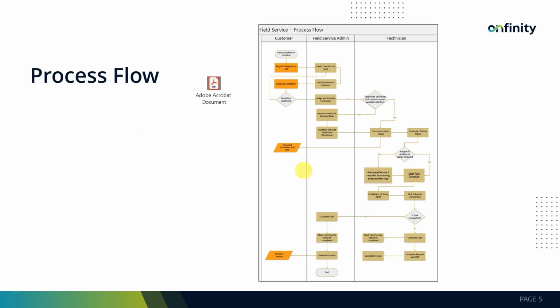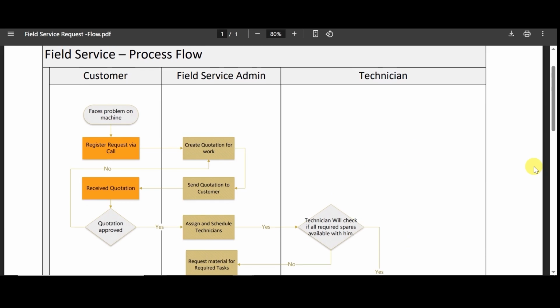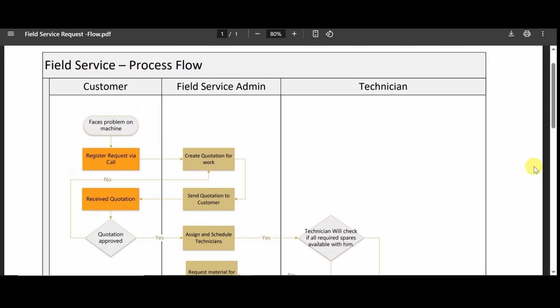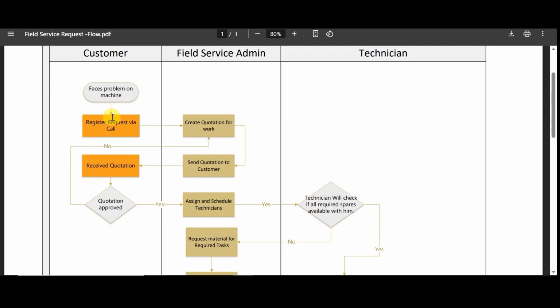This is a bit tiny. Let me open this link in order to enlarge. Now we will see the complete process flow. First, customer David is facing a problem, and then he is requesting a repair request. He is raising a repair request over a call. In this case, we have chosen to raise a request via call.